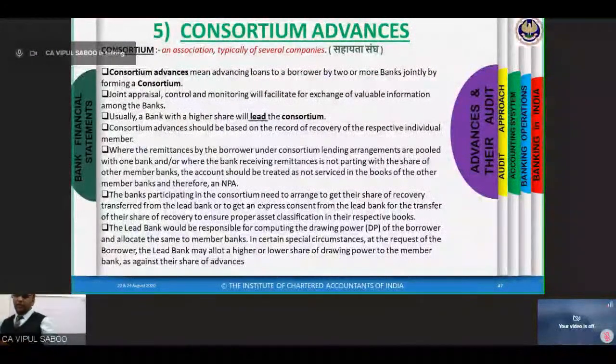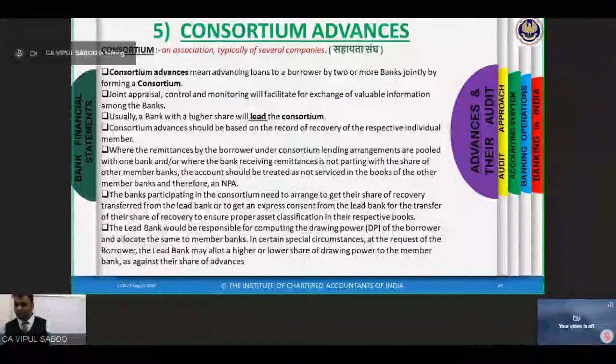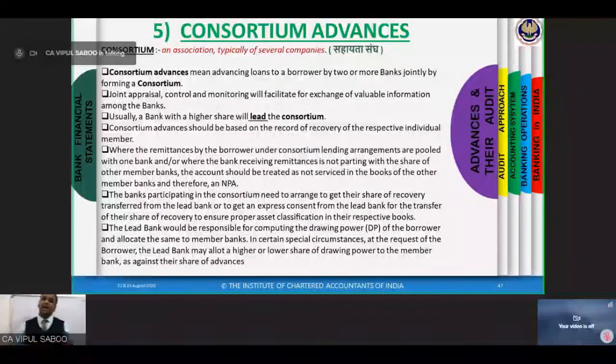Consortium advances means advancing loans to a borrower by 2 or more banks jointly by forming a consortium. In a consortium, there is joint appraisal. Appraisal means to check the creditworthiness of the borrower, control, monitoring the borrower, and exchange of valuable information among the banks. Usually a bank with a higher share, which gives a higher proportion of loan to the borrower, leads the consortium. It is a lead bank.